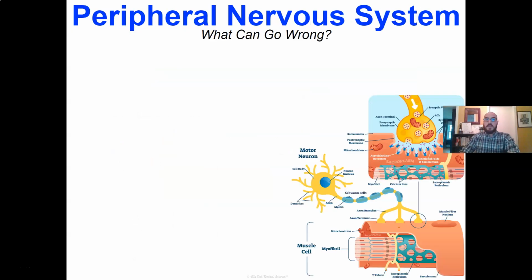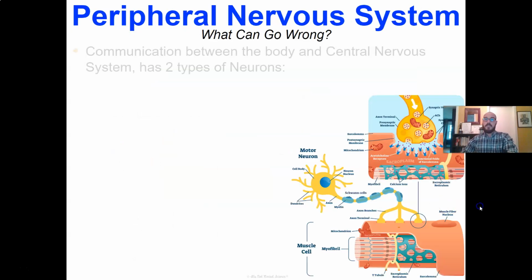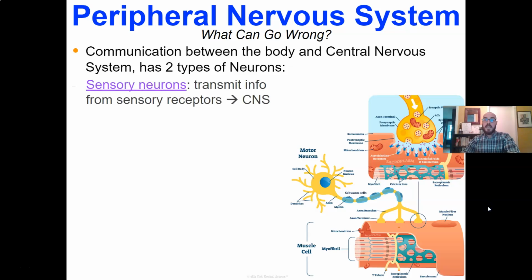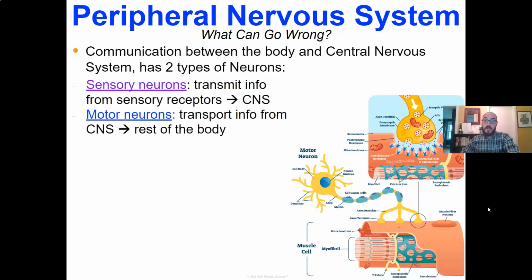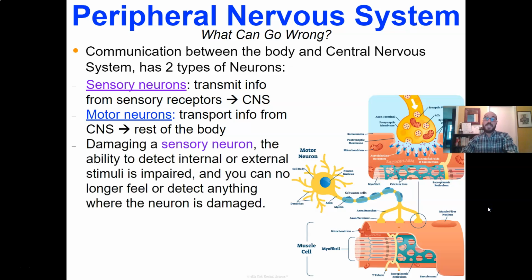All right, so let's talk about what happens if we mess up the peripheral nervous system. The peripheral nervous system is basically the communication between the body and your central nervous system. It has two types of neurons, your sensory neurons and your motor neurons. And if you damage a sensory neuron, your ability to feel something is going to be impaired. You no longer feel it where your neuron is damaged. So a couple months ago, I actually damaged a bunch of neurons in my hand here, and I couldn't feel my pinky or this finger.